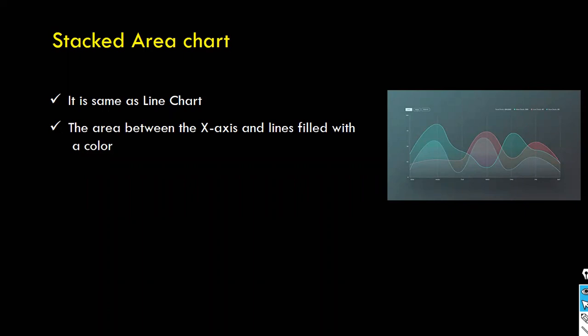It is useful for representing different data series. But the only difference is the area between this line and the x-axis is filled with color. That is what you need to remember. The area chart also helps us to compare changes over the same period of time for more than one group. You can use it for more than one group also.